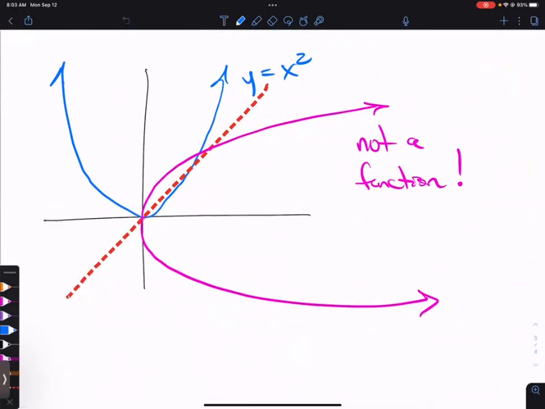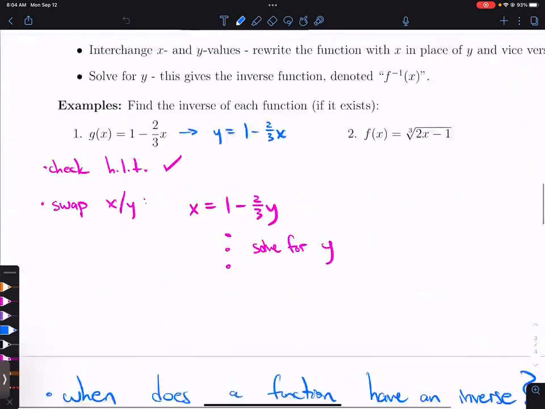If I think of that as my original thing, that does not pass a horizontal line test, because if I swap x and y and turn the whole thing sideways, what I get, the pink graph here, would not pass a vertical line test, right? It's not a function, so the original thing's not invertible, not one-to-one is what we call that.